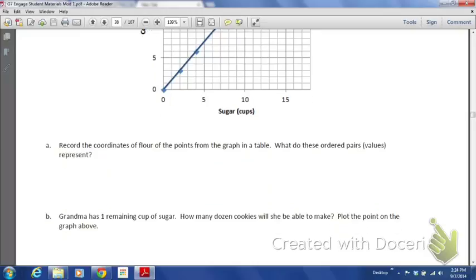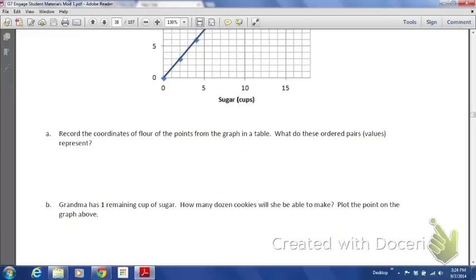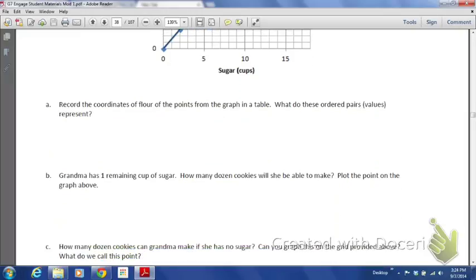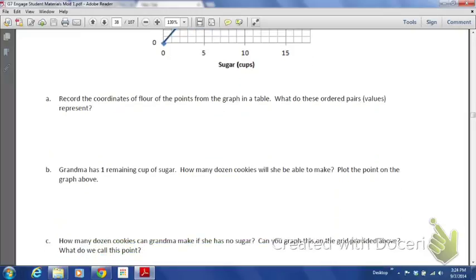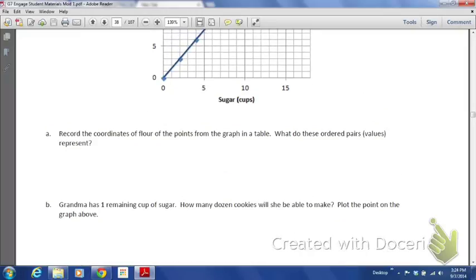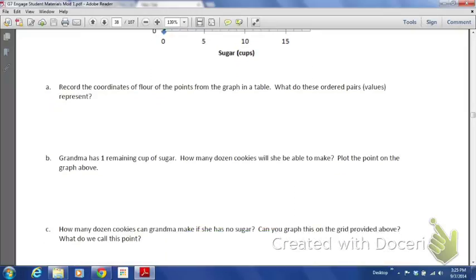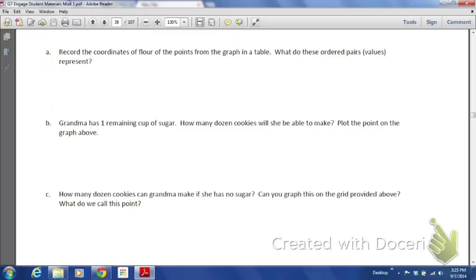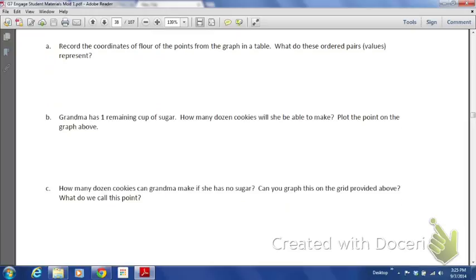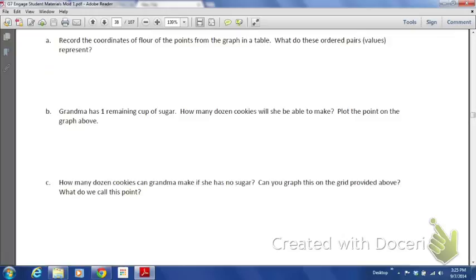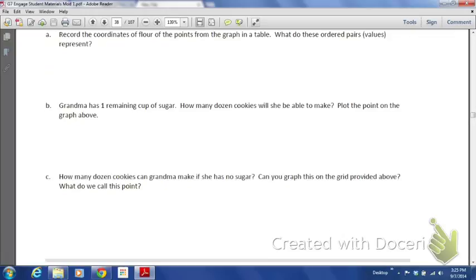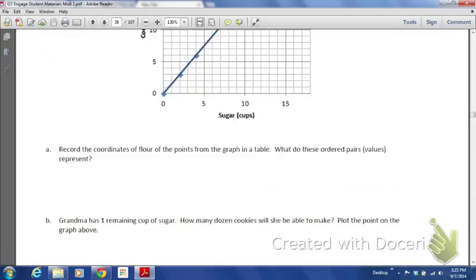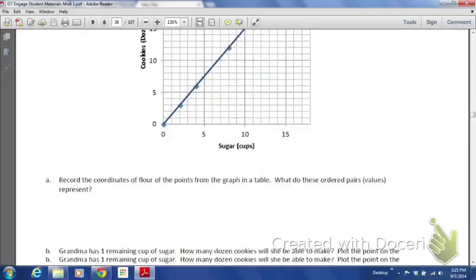Now what I want you to do is pause the recording and try to do this yourself. What you're doing now is interpreting this graph to answer the following questions. A, you're going to record the coordinates of the points from the graph in the table. You're going to give me the coordinates here. You're going to tell me what those ordered pairs represent, and all the information you need is right here on this graph.